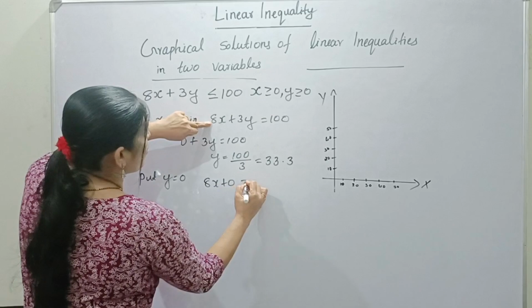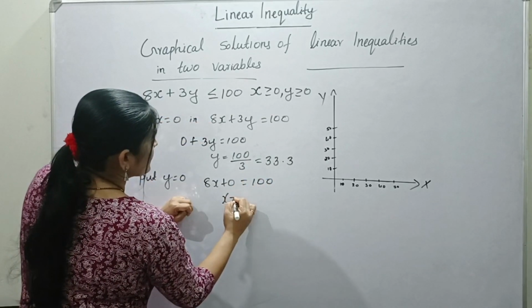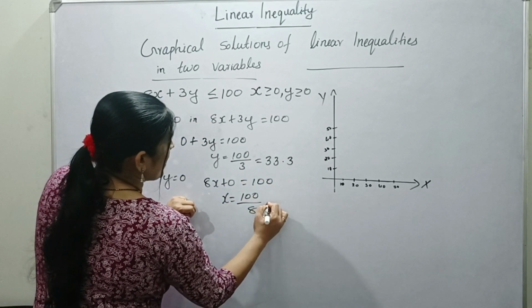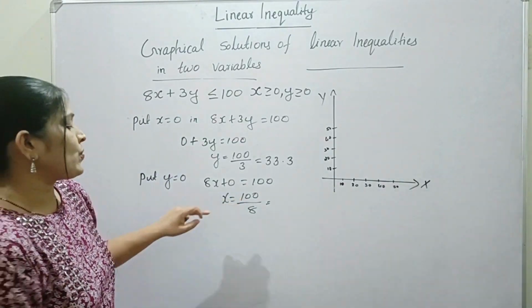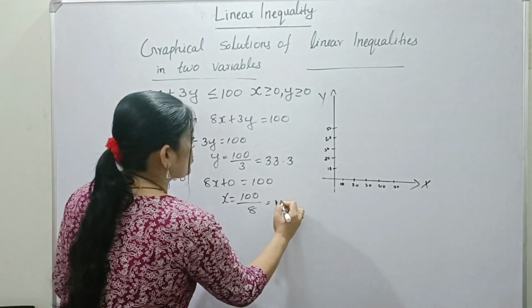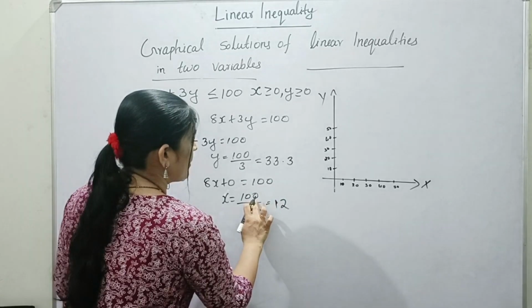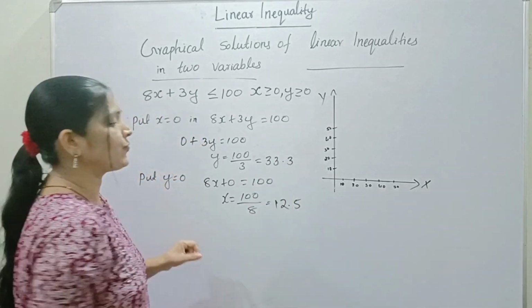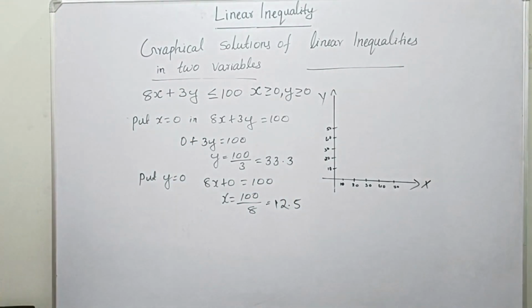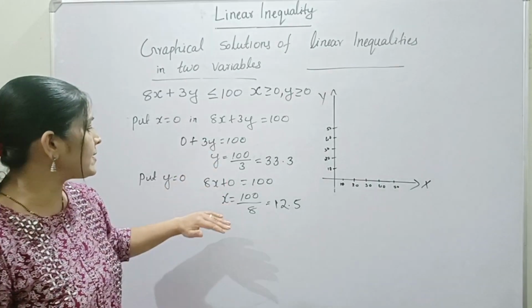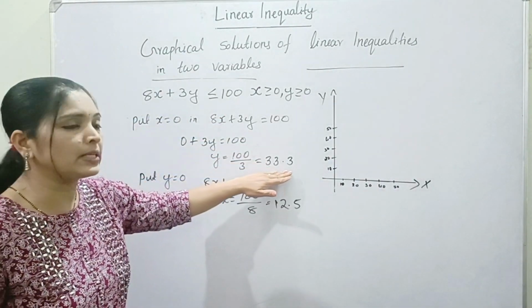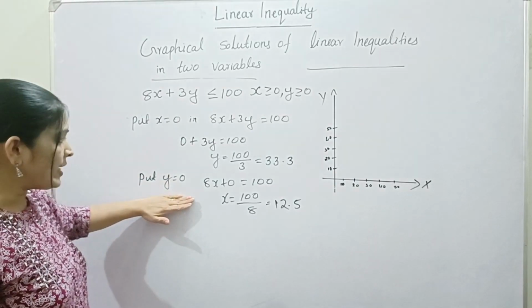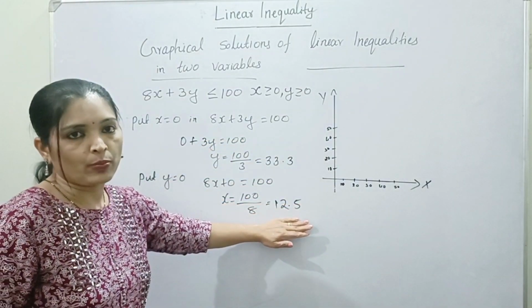8x plus 0 is equal to 100. x is equal to 100 divided by 8. 8 ones are 8, 8 twos are 16, 4 remained, so 40, so 5. 8 fives are 40. So here we have got, when x is equal to 0, y is 33.3. When y is equal to 0, x is 12.5.